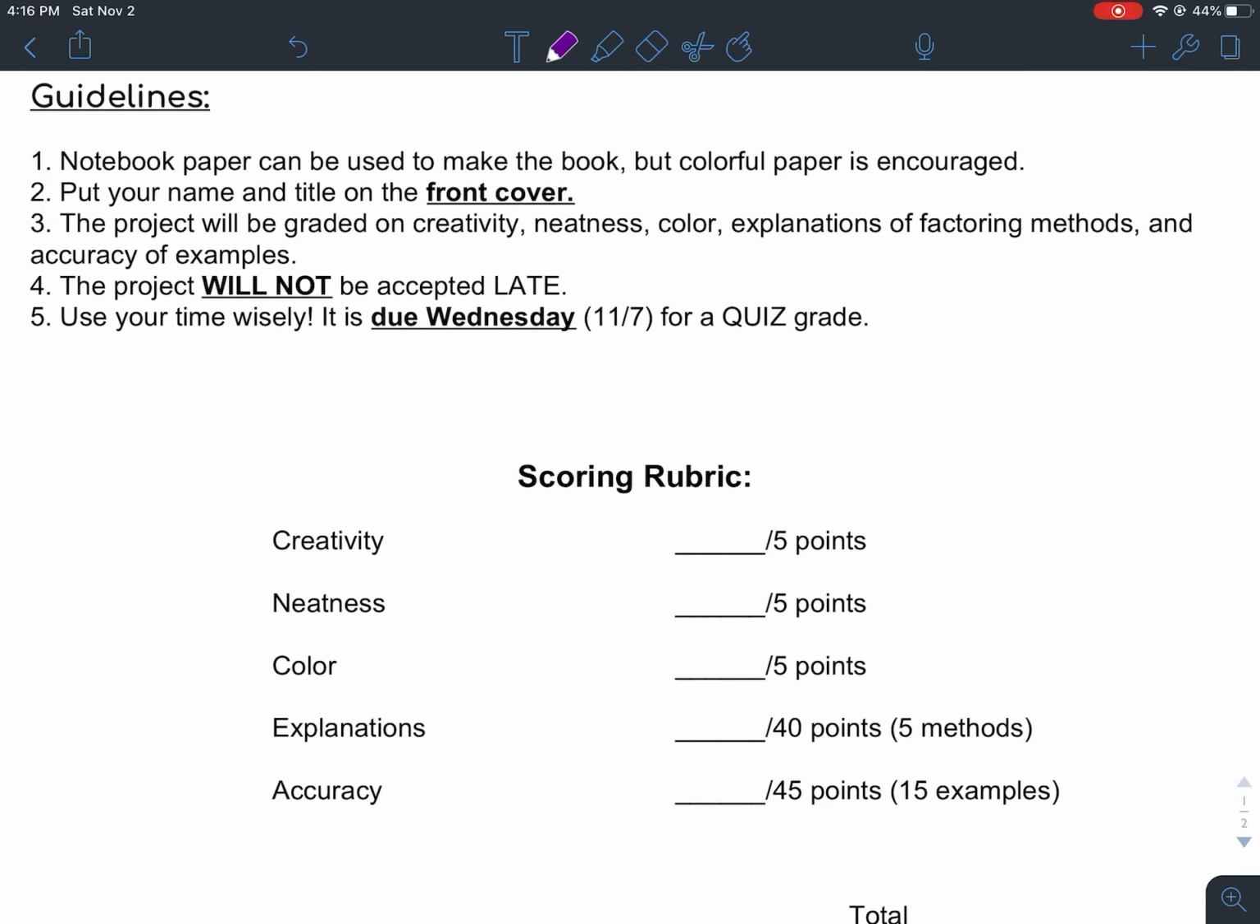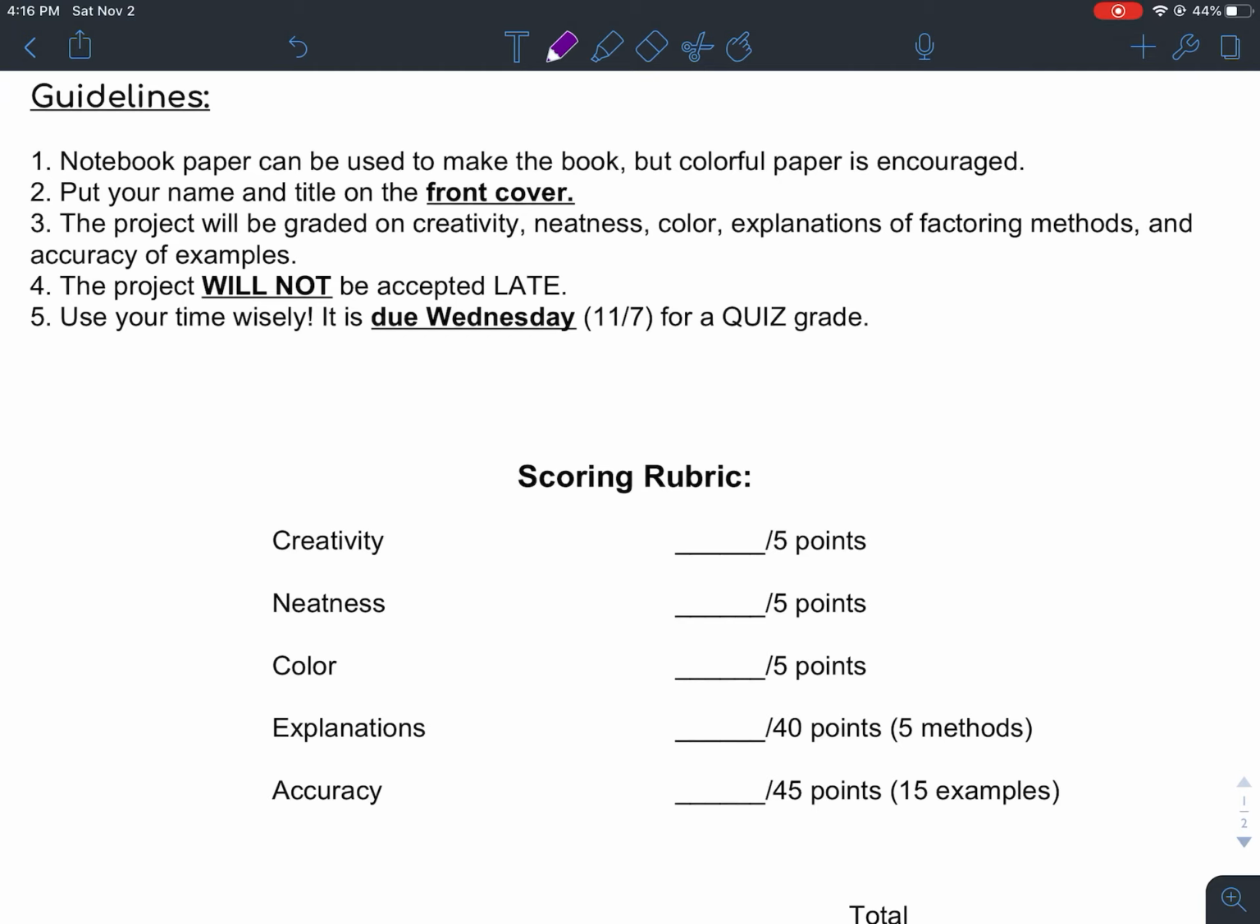Really, we won't have much class time to work on this, but on review day, if you have time after you finish your review, you may work on it. It is due on the day of the test, okay? I am not going to accept anything late. It is a quiz grade, so if you do not have it turned in to me on the day of the test, I'm not going to accept it because I cannot accept a late grade on a quiz. But that's pretty much it.